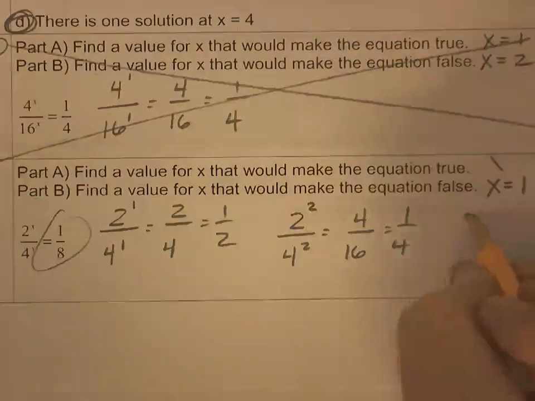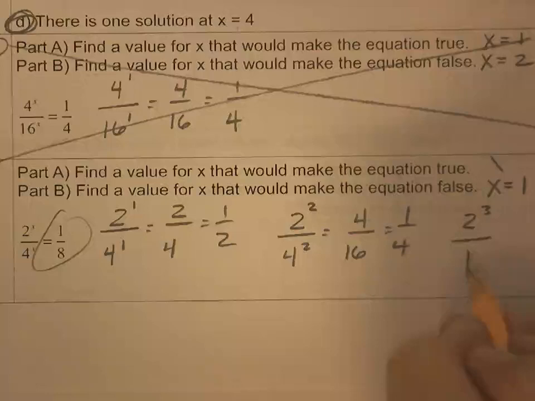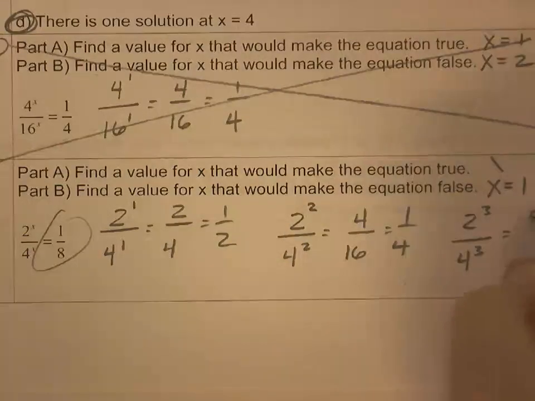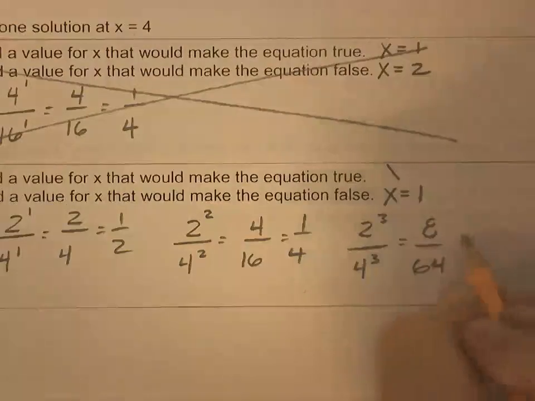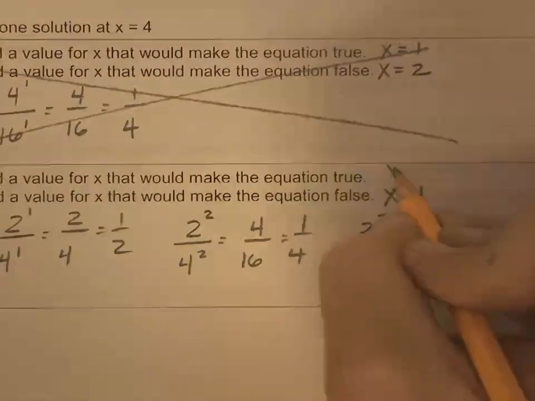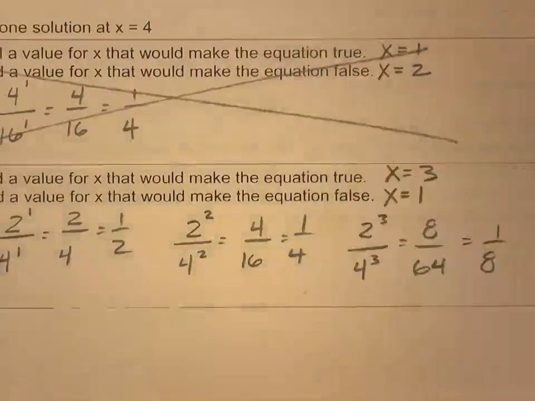Let's try 2 to the third, 4 to the third. That's 8 over 64, which is 1/8. So that's the one that works. X equals 3 is what works.